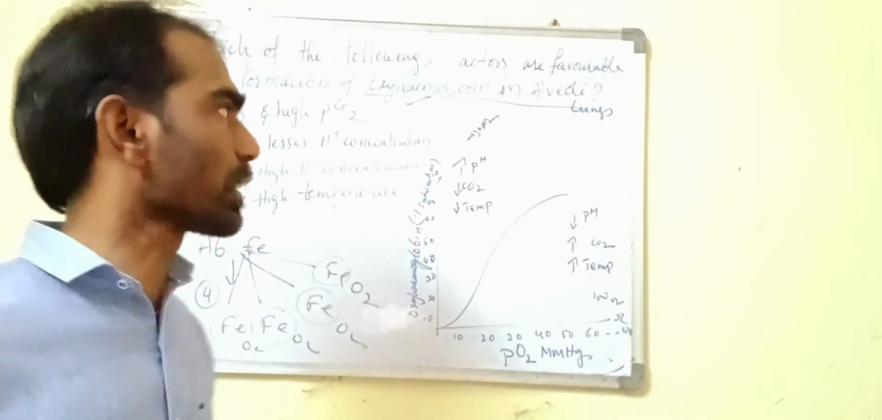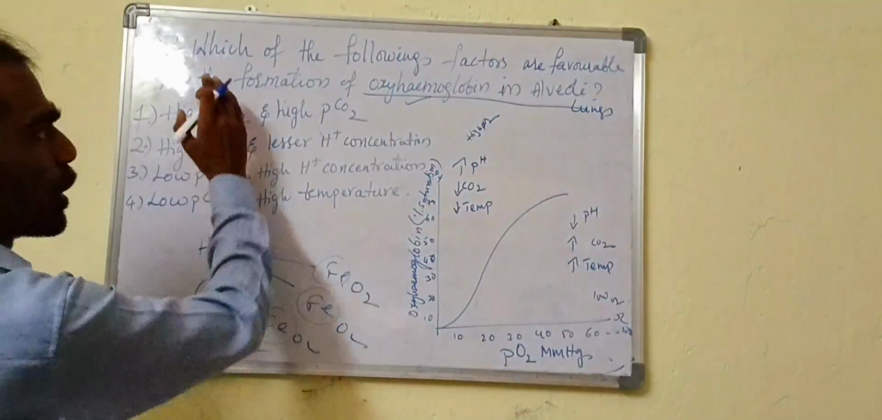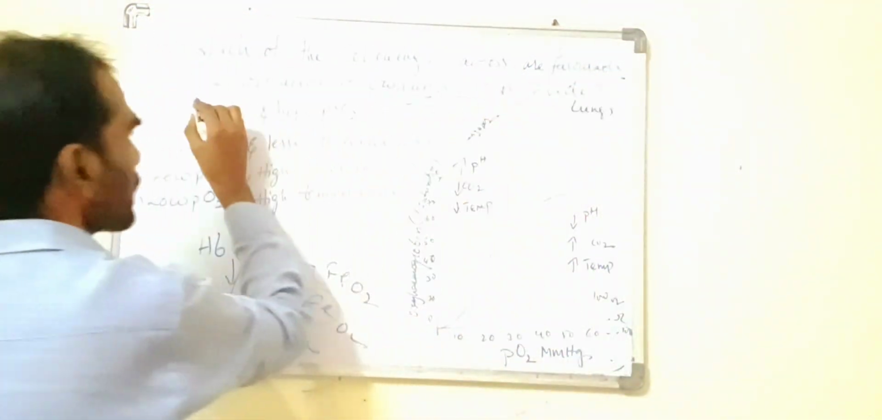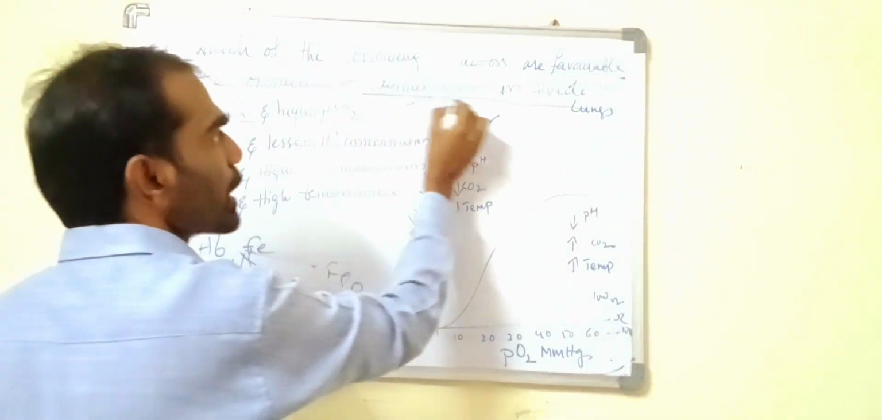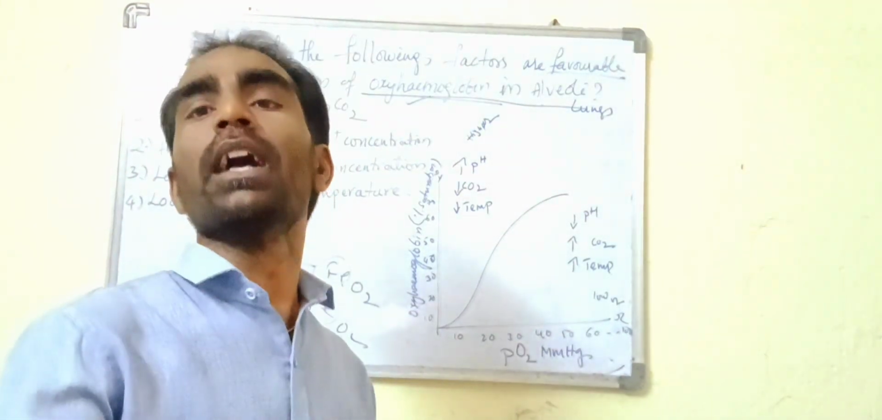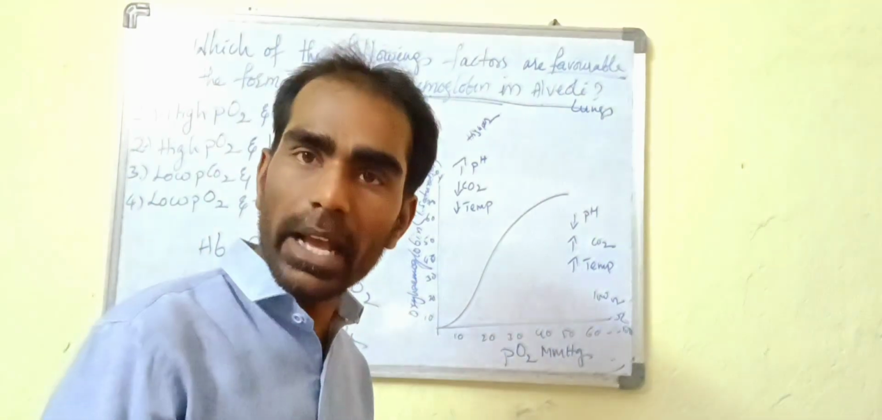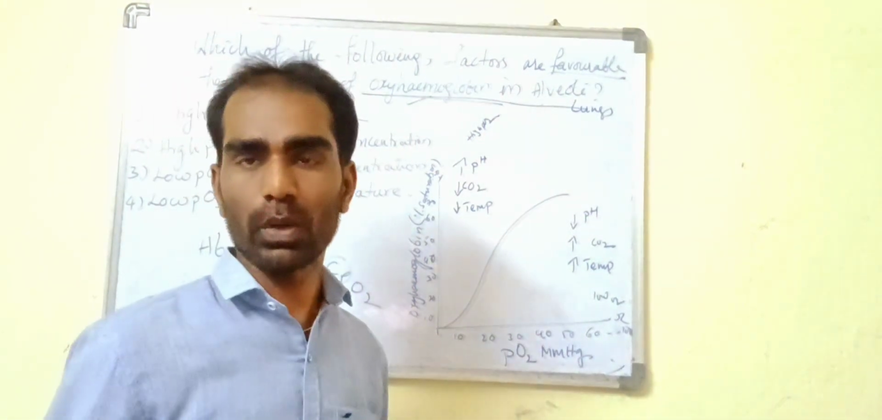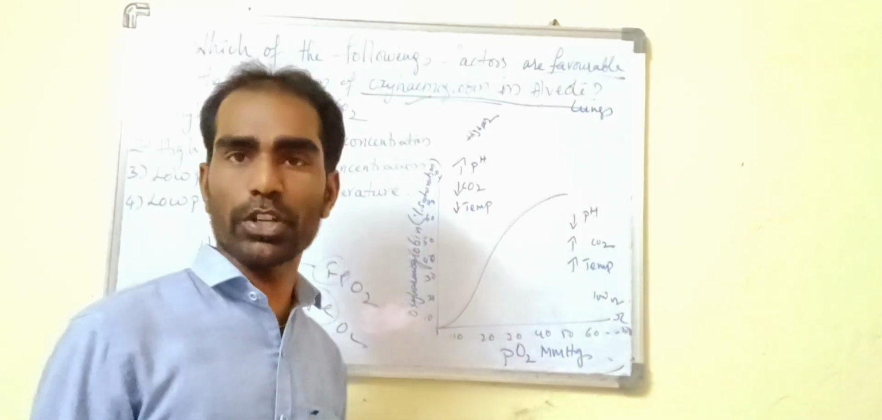Further, here what is happening? The question is asked: which of the following factors are favorable for the formation of oxyhemoglobin? That means oxygen should bind with the hemoglobin. For that, what are the favorable conditions? This is the question. Let us see.